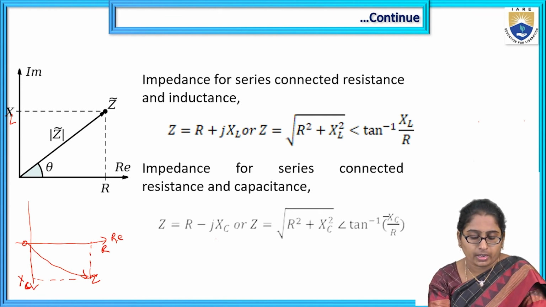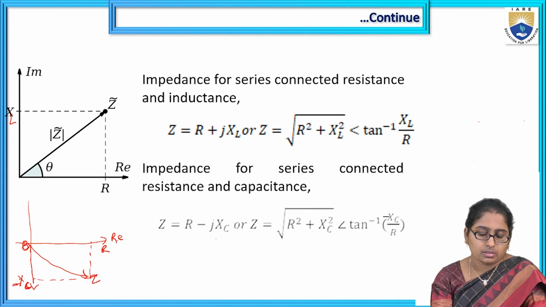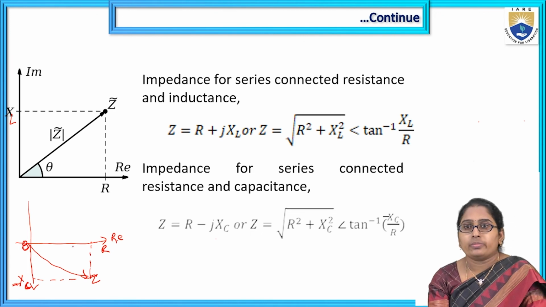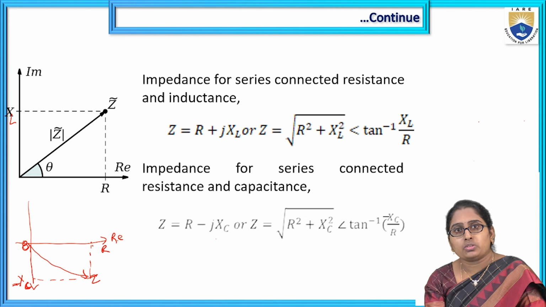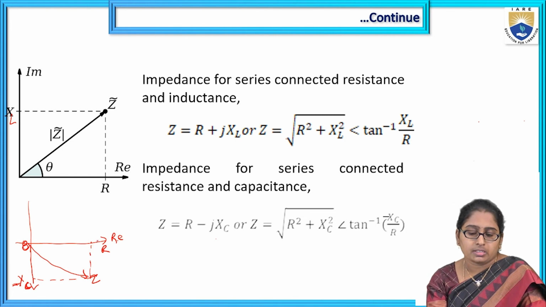Okay, negative y-axis. This is 0. So its value is minus XC. Okay, this is how it is for an RC circuit. If it is an RLC circuit, both positive and negative are shown. XL is shown and XC is also shown.